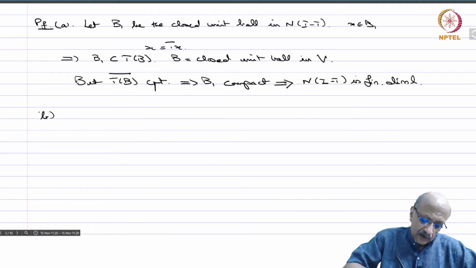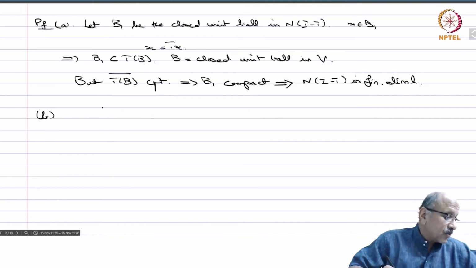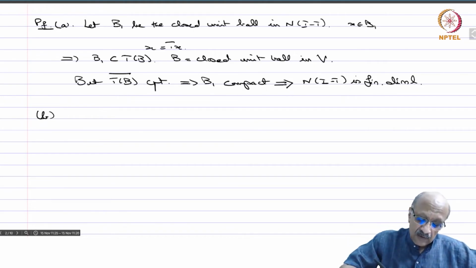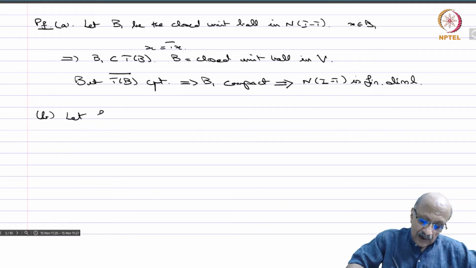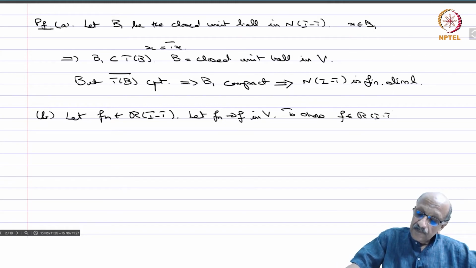Okay, now let's prove (B). So we have to show the range of I minus T is closed, and of course the second part of it is easy, because we have already seen that if you have a closed range, then it is equal to the annihilator of the null space of the adjoint. So that part is well known. Okay, so let f_n belong to the range of I minus T, and let f_n converge to f in V. We want to show f belongs to the range of I minus T.